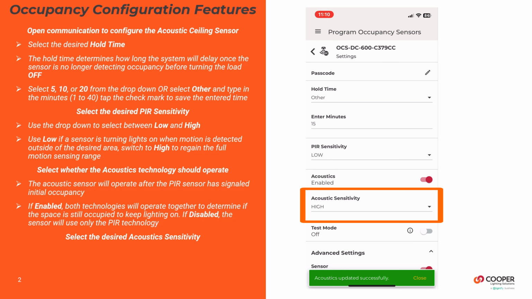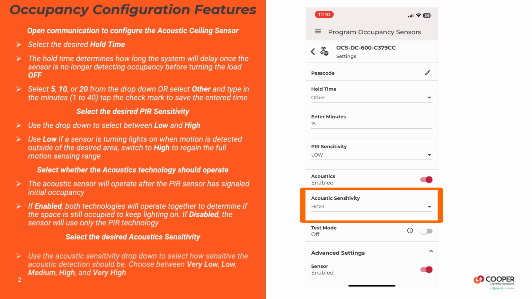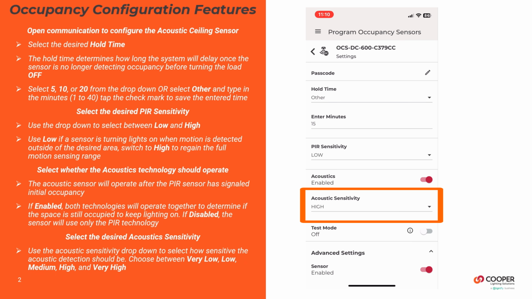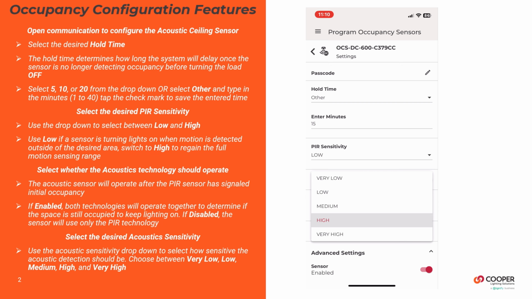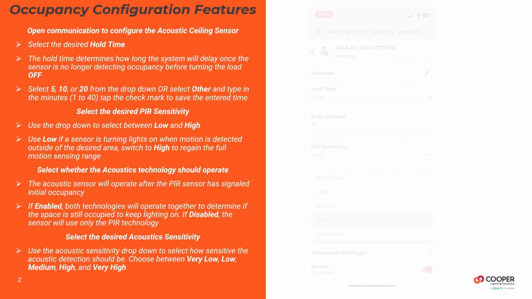You can adjust the acoustic sensitivity. Use the acoustic sensitivity drop-down to select how sensitive the acoustic detection should be. Choose between very low, low, medium, high, and very high.